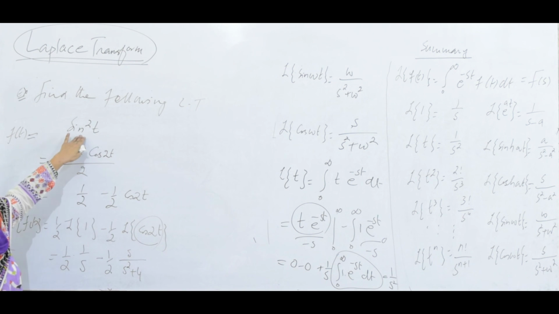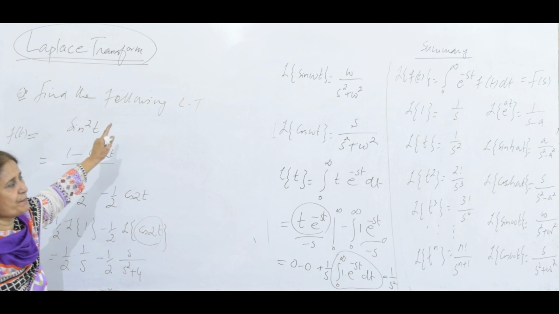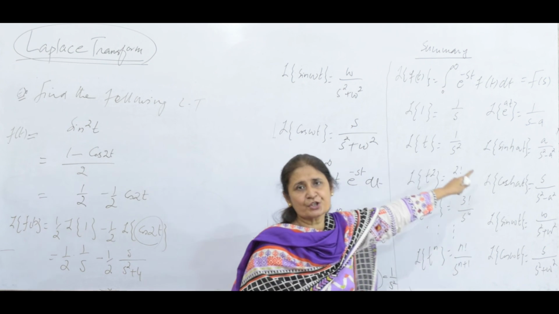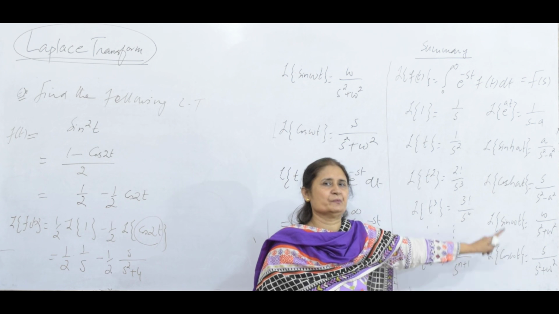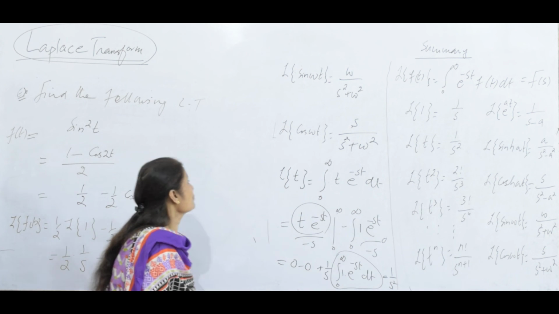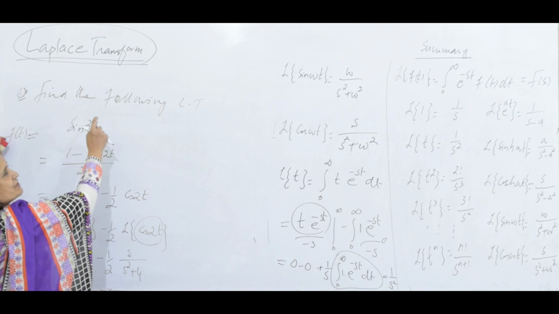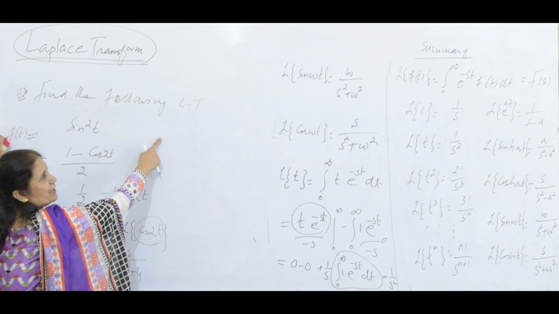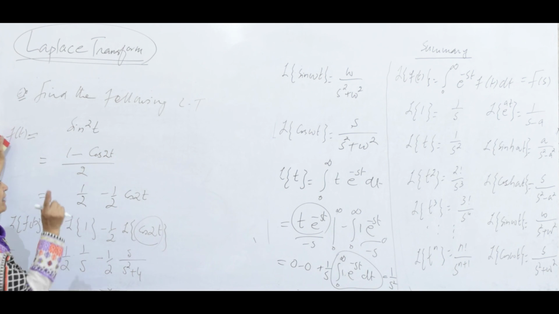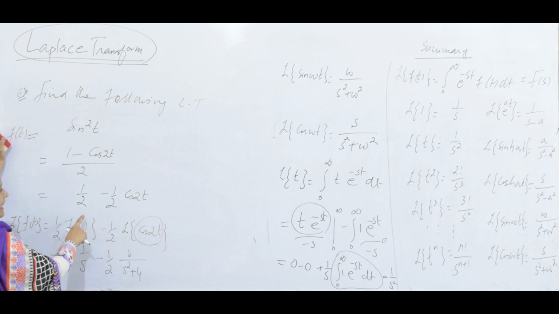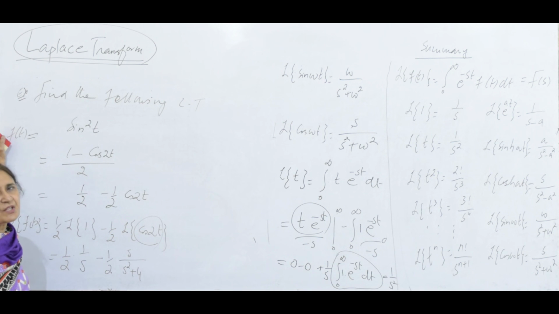Whenever something is given, you have to interpret it into simpler functions whose Laplace transforms you know. You cannot write sine square as sine t into sine t and proceed. No, you cannot do this. You have to convert into half angle and then separate it. And since Laplace transform is a linear operator, you can take the Laplace separately and get the answer.